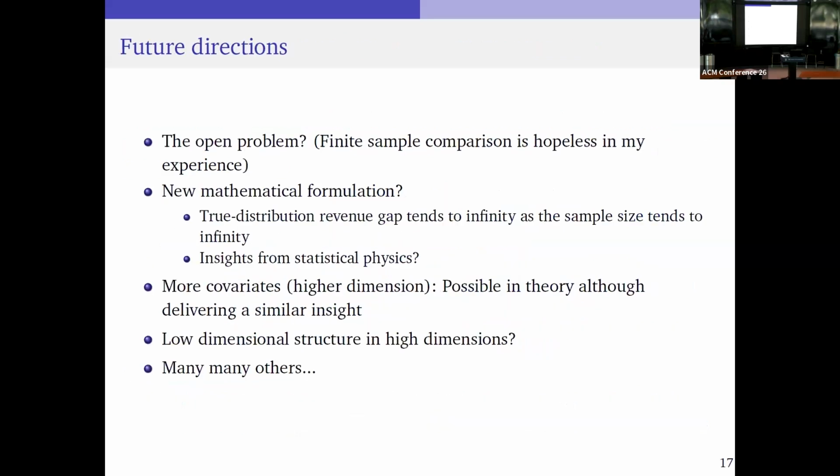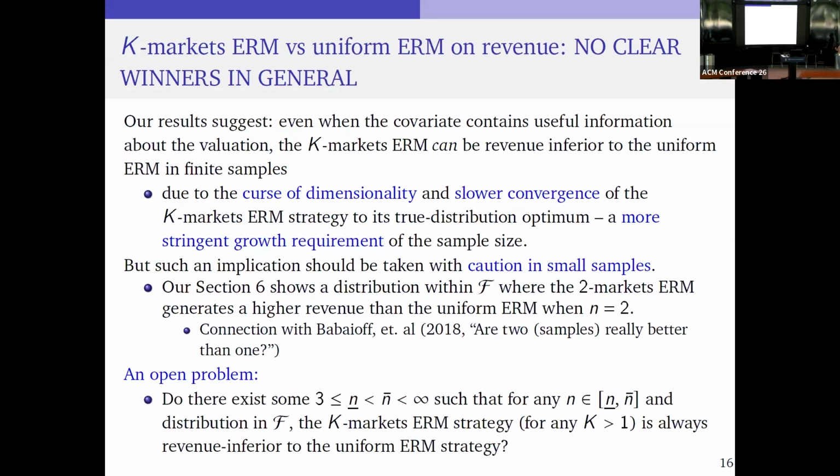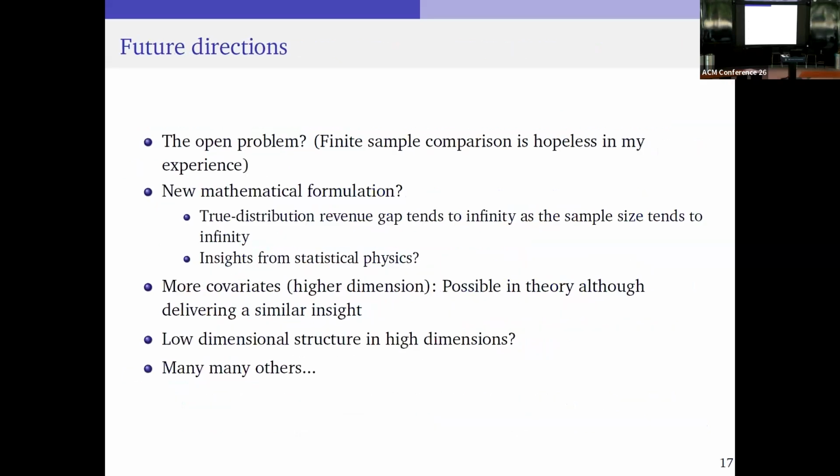So for the last page, we're just going to say really quickly, there are a lot of future directions, but personally, I think the open problem I was proposing on the previous page was to ask whether you really have a regime where the K-market ERM strategy is always better than uniform ERM. I think it's going to be a very difficult mathematical problem. There are other ways maybe that you can try to address this open question, so I was saying maybe looking at some asymptotic case where the revenue gap tends to infinity as the sample size goes to infinity.